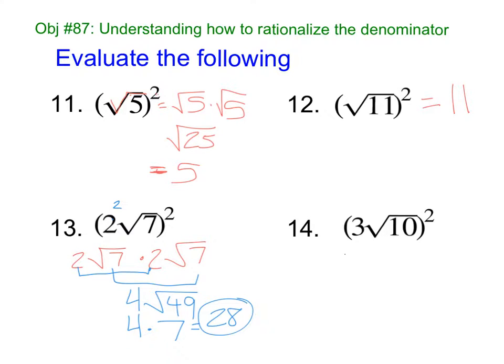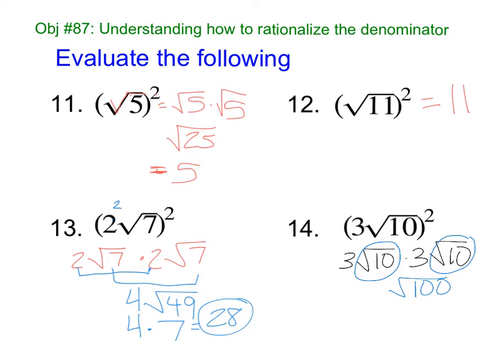This is 3 root 10 times 3 root 10. My root 10's multiplied give me root 100. My 3's multiplied give me 9. Now 9 is not under the square root. A lot of kids will try to take the square root of 9. Nope, no square root there. So 9 times the square root of 100, which is 10, so our final answer is 90.